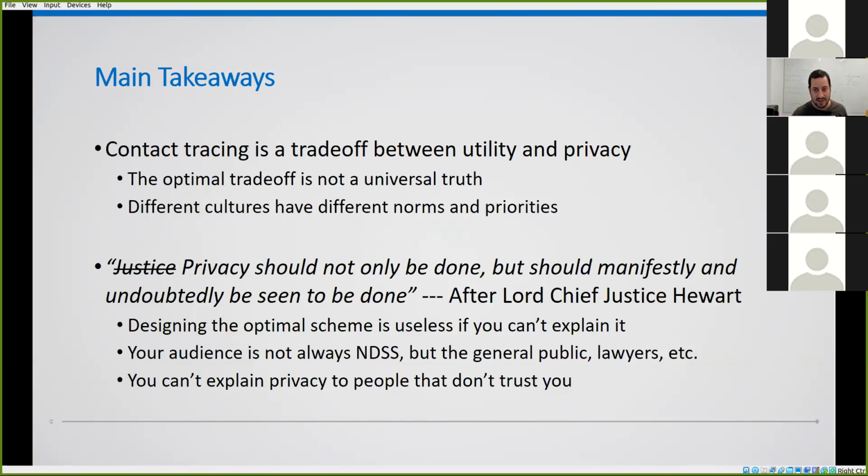Basically, we can design the optimal scheme which gives both utility and privacy, and it's the perfect solution, but it's going to be useless if we can't explain it to the wider public and convince them to adhere to it. The audience is not always NDSS or some kind of security conference, or a bunch of cryptographic people that practice cryptography like here at SAC, but the general public. It might be lawyers, it might be decision makers, and it might be the actual end users that we want to convince. And it's very hard, I think it might even be impossible, to explain the privacy that you provide to people that don't trust you. We need to have a basic amount of trust in the people that deploy the systems, whether it's government, academia, industry, whatever. If people don't trust you, nothing will help.